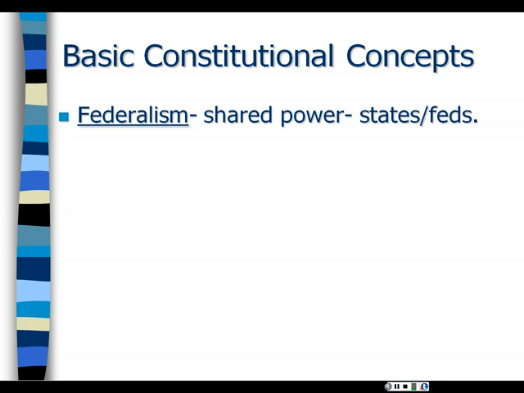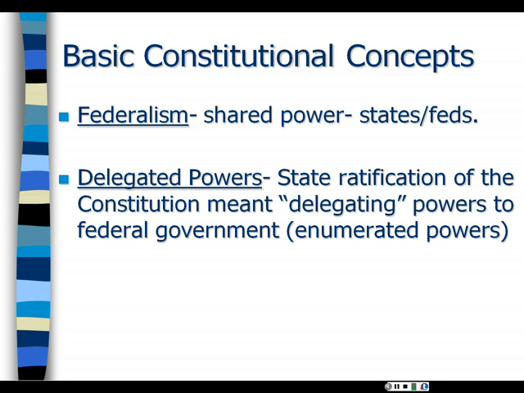So in order for each of the states to be part of the union that is the United States of America, they basically had to delegate powers, hand over powers to this national government. And so one term that you need to know or understand is delegated powers. When the states ratified the Constitution in each of their respective legislative bodies, they basically accepted that they would delegate or give up powers to this central government.